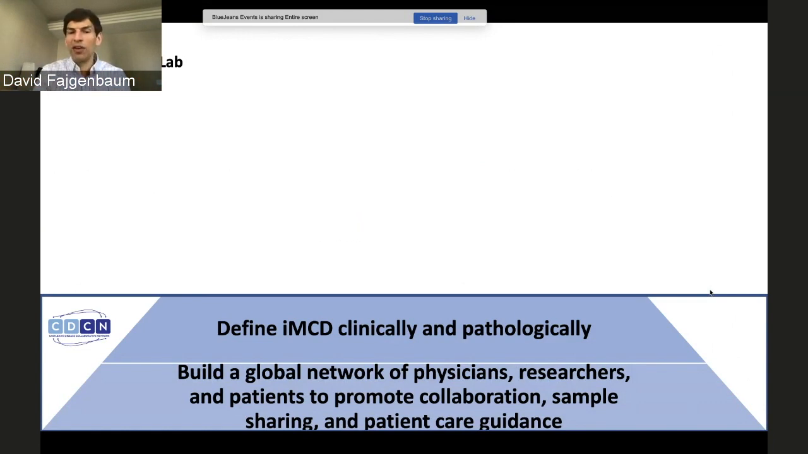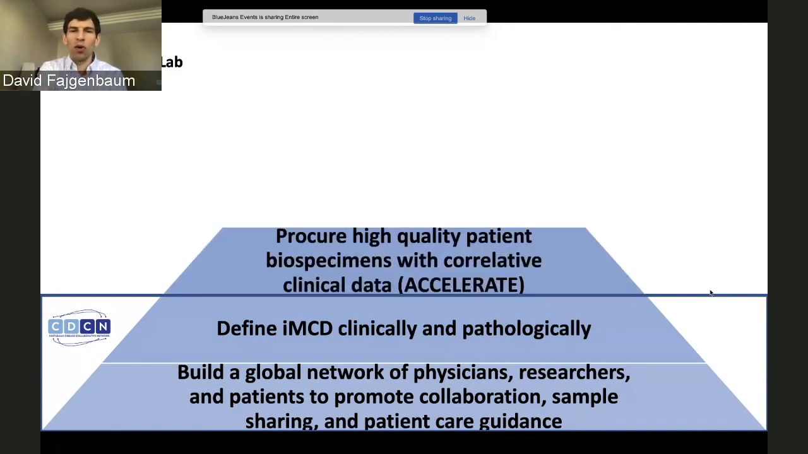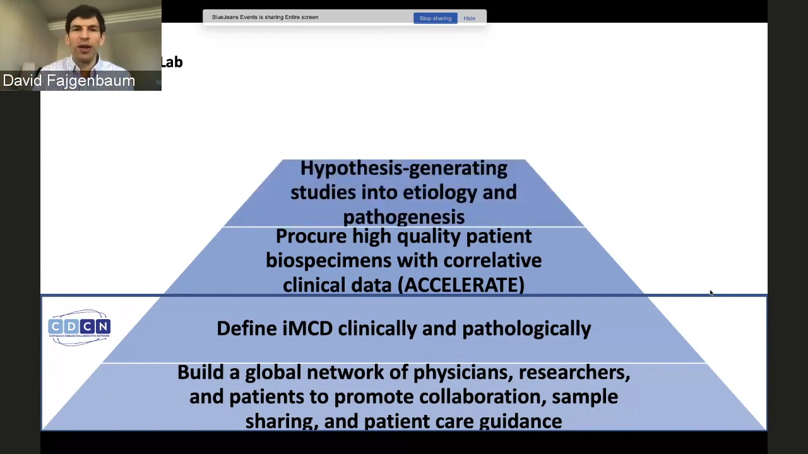And then on top of that, you need to use that community to really define what is the disease that you're talking about clinically and pathologically, in addition to getting everyone to work together. Let's get everyone to define the disease appropriately. And once we could do that, then we had a really strong base to work upon. And for us, the next step was really to procure high-quality patient samples with correlative clinical data. So we get samples from patients, and we also have extensive clinical data on all of these patients through what we call our Accelerate Natural History Registry.